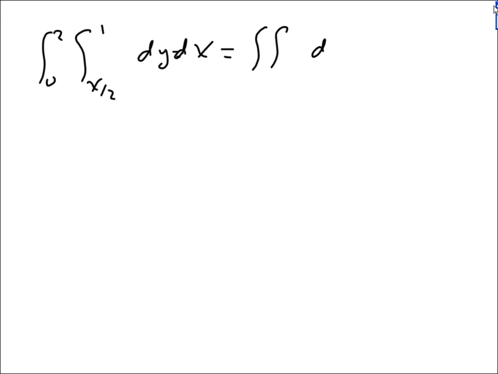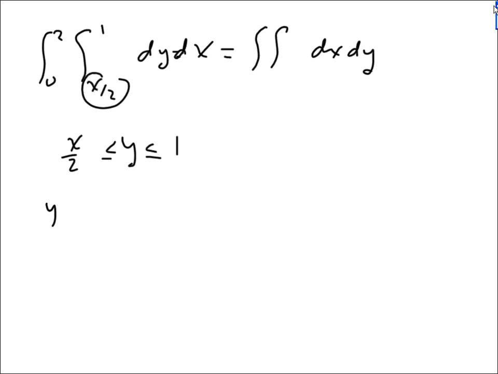Now, suppose you have this integral. The integral from 0 to 2 of the integral from x over 2 to 1, dy dx. And the problem is to switch the order of integration. That is, dx dy. Well, I know that y is in between x over 2 and 1.